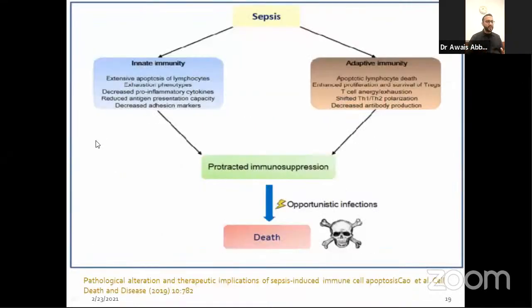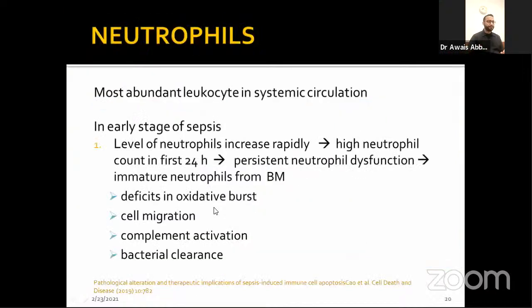Again, a figure in which, when the patient develops sepsis, it generally affects both arms of our immunity, the innate immunity arm and the adaptive immunity arm. Both of these combined result in profound immunosuppression, leaving the patient open to being hit by any opportunistic or even any low-grade infection that can potentially cause severe morbidity and mortality. I'll discuss individual cell lineages, how these cell lineages get affected in the immune paralysis pathway.